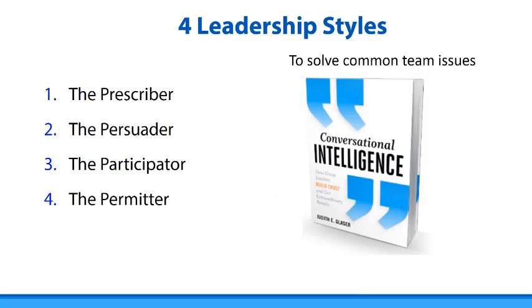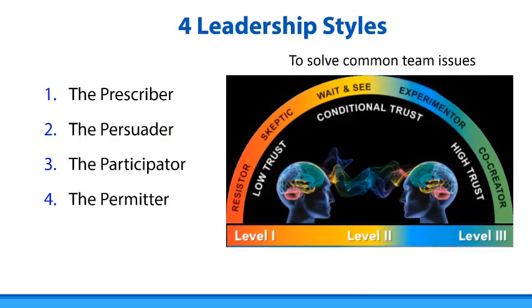These are 4 leadership styles to solve common team issues. This is from the book Conversational Intelligence. We talk about the prescriber, the persuader, the participator, and the permitter. In the overview of conversational intelligence, there are 3 levels of conversations and trust between people, and that could be between 2 people or a team of people.